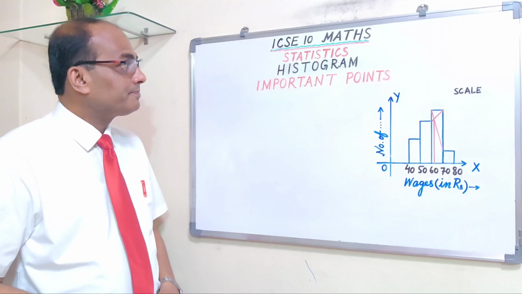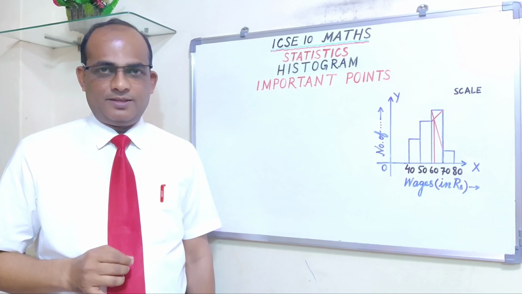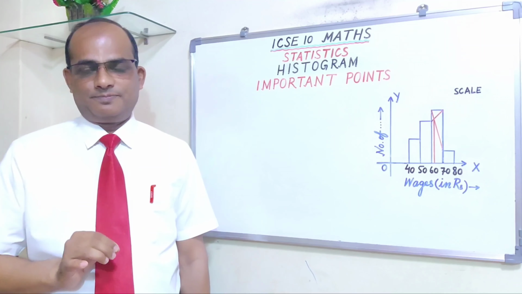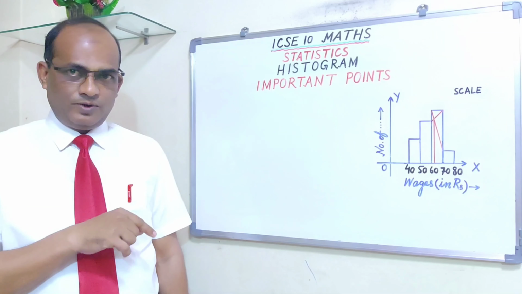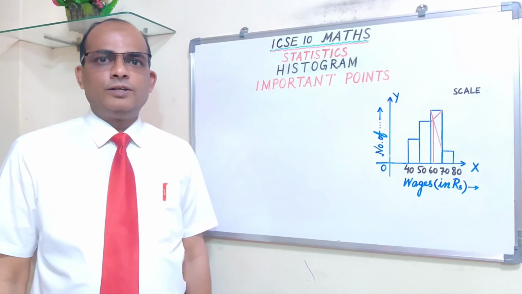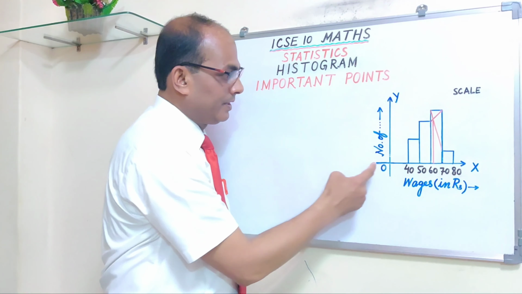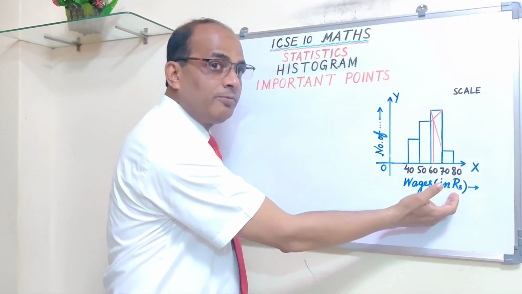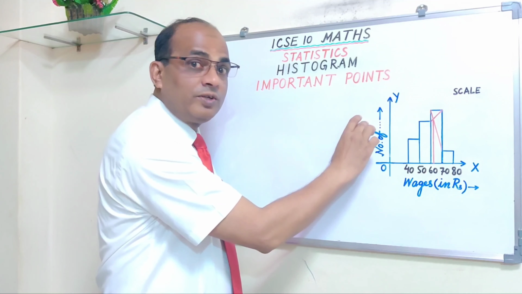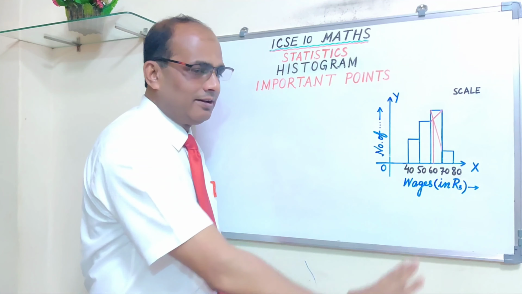Just have a look. The first point is follow the scale if it is given in the question; otherwise, choose a suitable scale. Second point, label the graph properly. That is, x-axis, y-axis, wages in rupees, number of workers, or marks, number of students, or class, frequency, whatever. So label it, write it down.